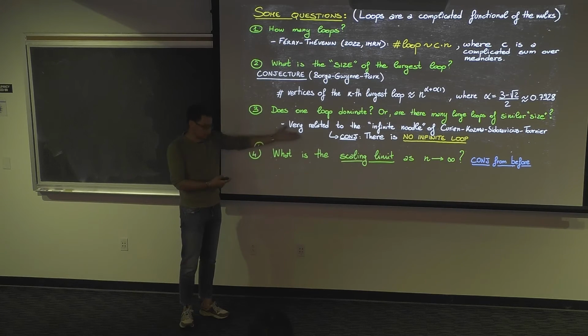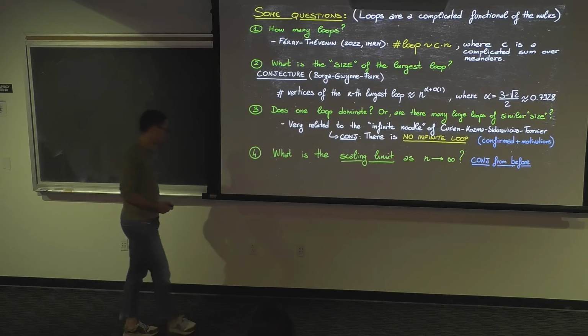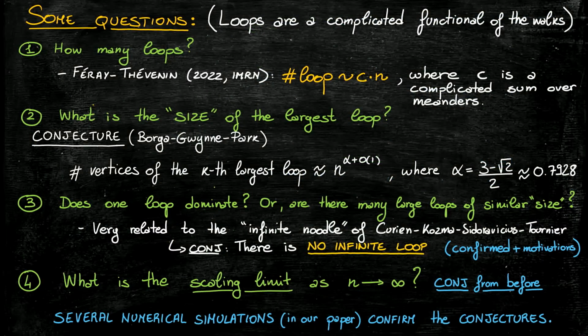And obviously, since we know that in the conformal loop ensemble 6 there are no infinite loops, this is a heuristic explanation of why we do expect that there are no infinite loops in this model. So this is giving a justification. And finally, I want to stress that we have numerical simulations supporting these heuristics.